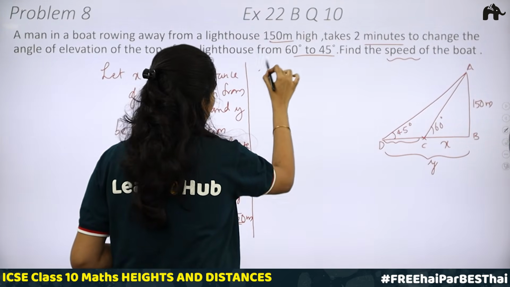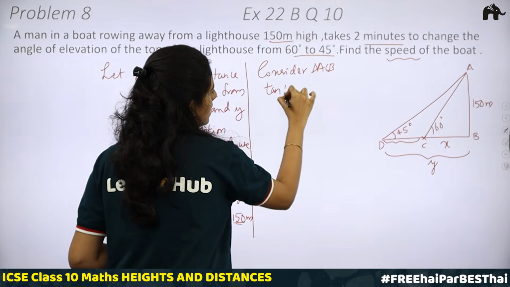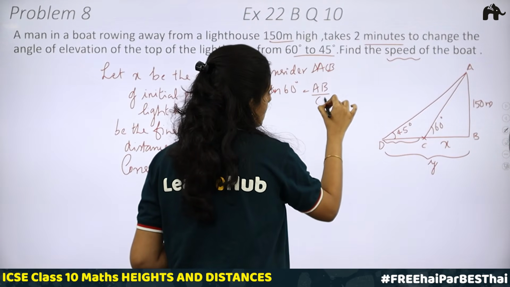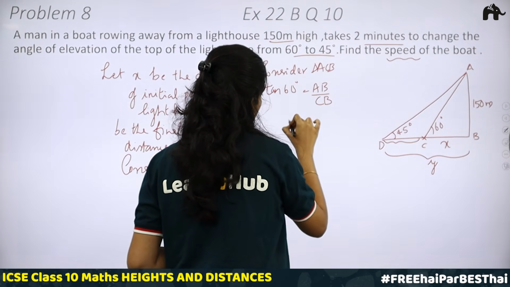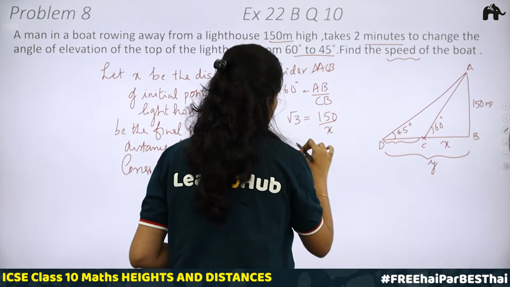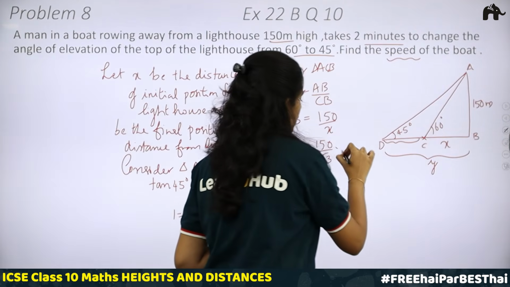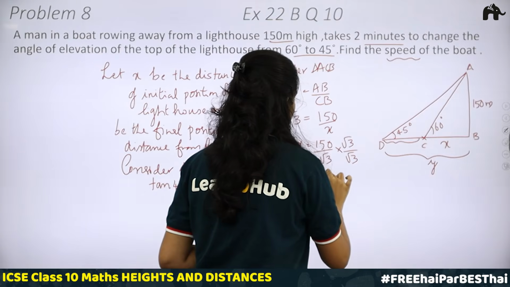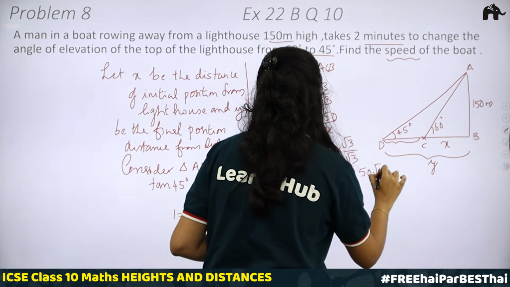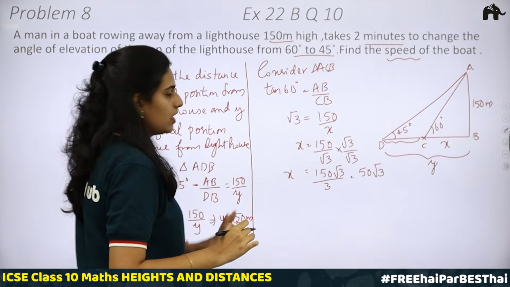Next, we have to consider the second triangle. Consider triangle ACB. Here we have tan of 60 degree, opposite by adjacent. Opposite is AB and adjacent is CB. Tan 60 degree is root 3 equal to AB 150 divided by CB is X, which means X will be equal to 150 divided by root 3. Okay, in the denominator we have root 3. Therefore, multiplying numerator and denominator with root 3, we get 150 root 3 divided by root 3 into root 3 is 3, which is equal to 50 root 3. Okay, X is 50 root 3 and Y is equal to 150 meters.